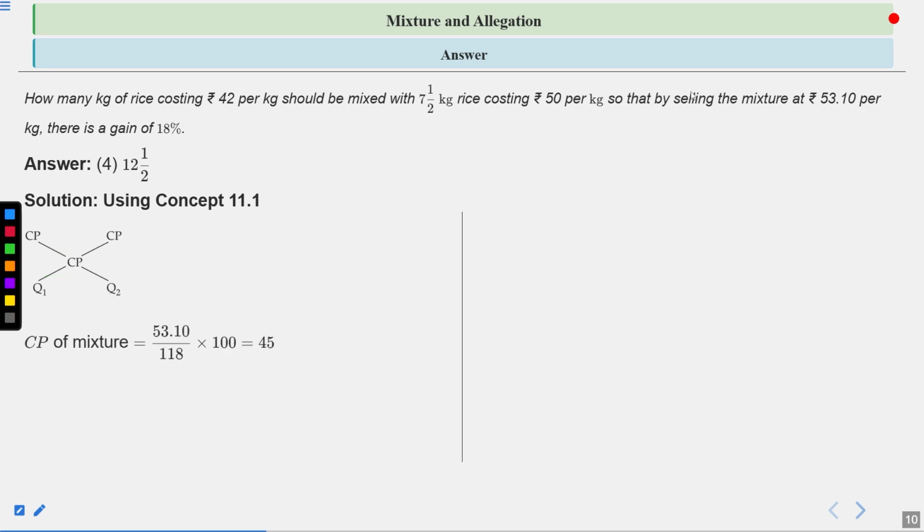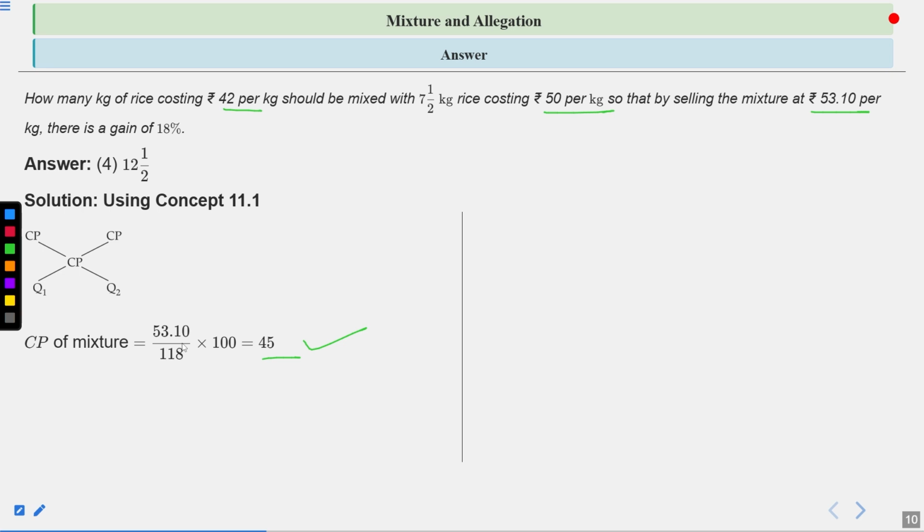Now we know that this is the selling price, in which 18% profit is included. So we need to calculate the cost price. The cost price of the mixture will become 53.10 upon 118 multiplied by 100. We get the cost price of the mixture, which is 45 rupees. Now we have the cost price of the first rice, which is 42, the second one, which is 50 rupees, and we have the average, which is 45.